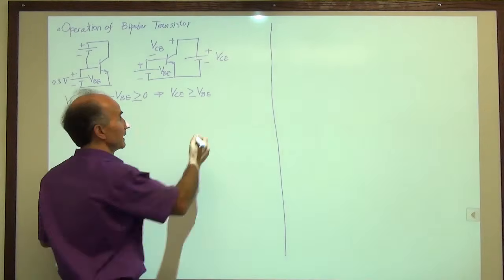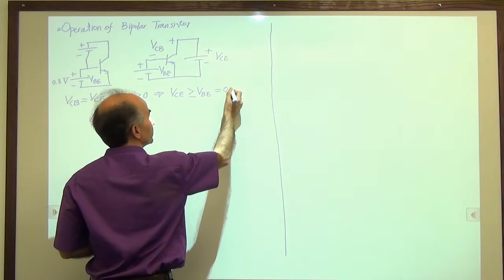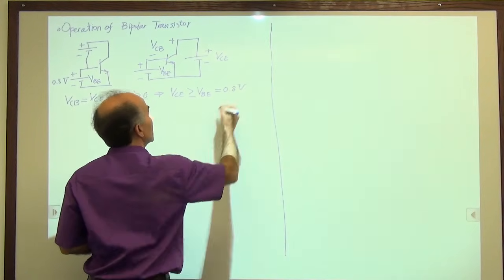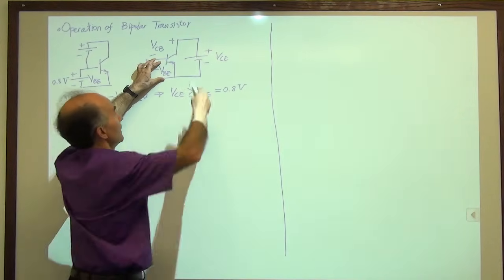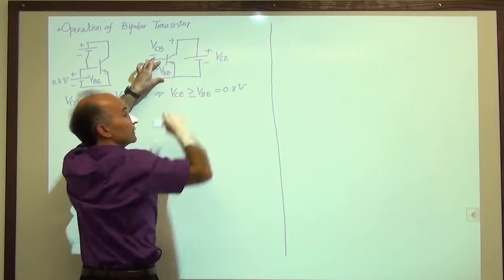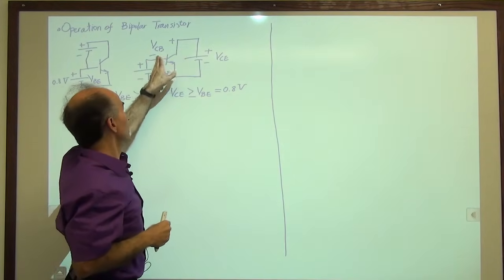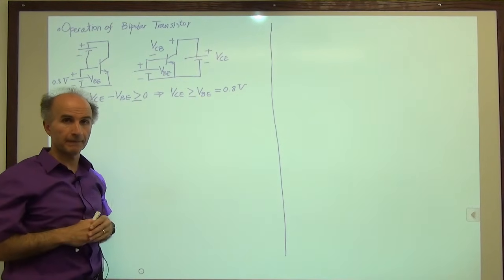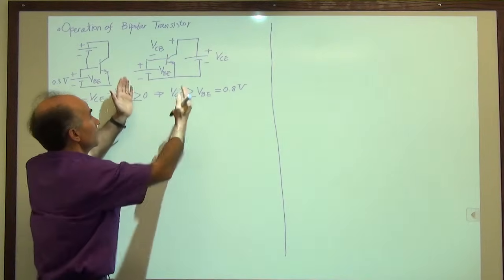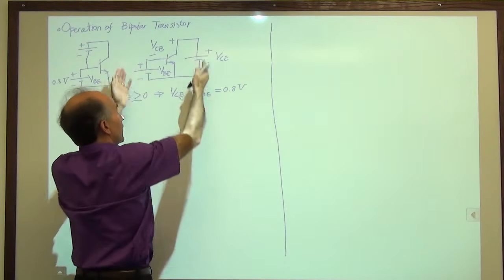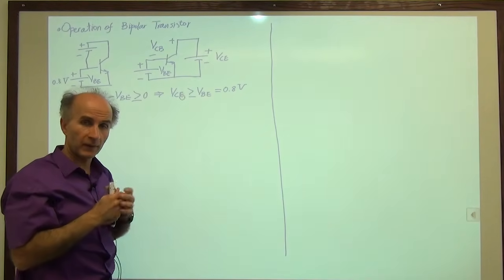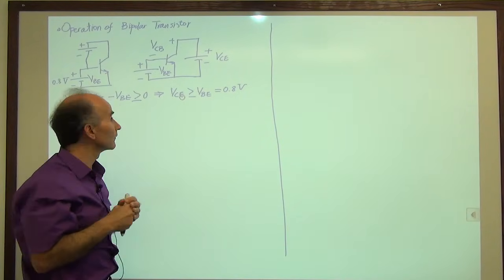So for example, if VBE is 0.8 volts, then this has to be 0.8 volts or higher. The higher it is, the more reverse bias we have from collector to base. All right, so this is the topology, the environment in which we will study the bipolar transistor.